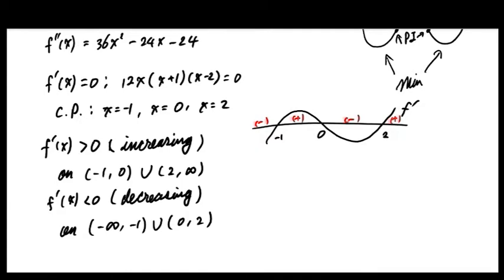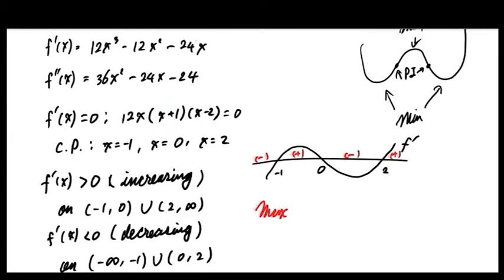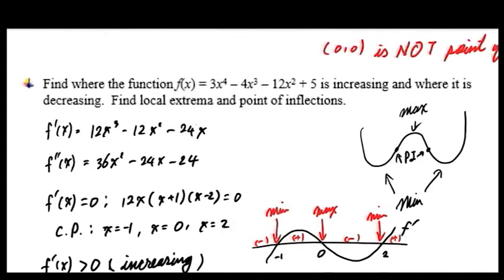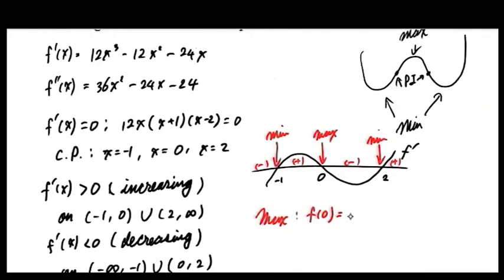Okay, now from here we can figure out the max and min, right? Therefore, our max, see, max is when the function goes from increasing to decreasing. This is my max, isn't it? And then these two are my min. So max is at f of 0, and we go back and figure out what that is. It's 5. And then our minimum is f of -1 as well as f of 2.